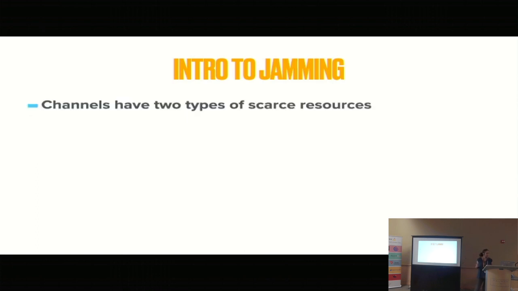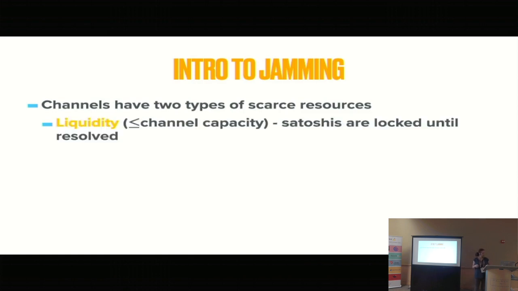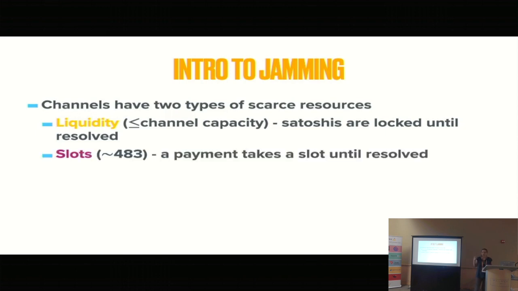So when we're talking about jamming, there are two types of scarce resources the jammer can try and take over. The first one is the liquidity. As we've seen in the previous picture, it's at most the channel capacity, depends on the direction and things like that. And when the attacker aims at the liquidity, they will take all of the available satoshis and just lock them in these HTLCs. Another scarce resource is slots.